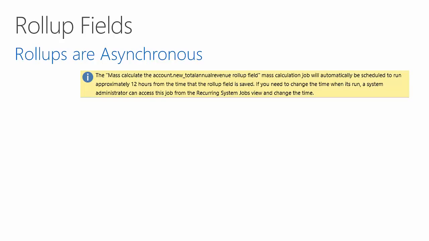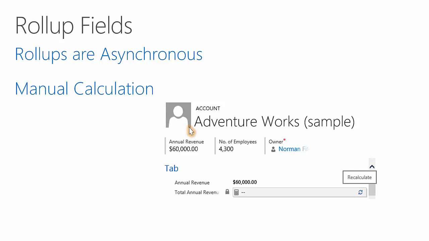This information is displayed on the rollup editor to let you know when the masked calculation job will run, so you, as a system administrator, can reschedule it in case the automatically scheduled time is not optimal. Since the data is not available right away, what do you do if you need the data now? Rollup fields have the ability to be manually calculated like we've seen.